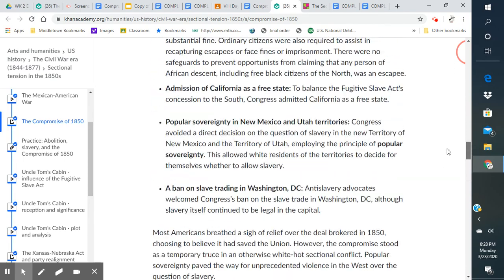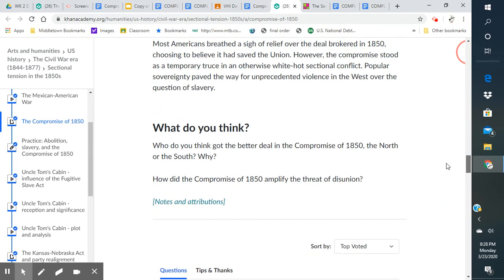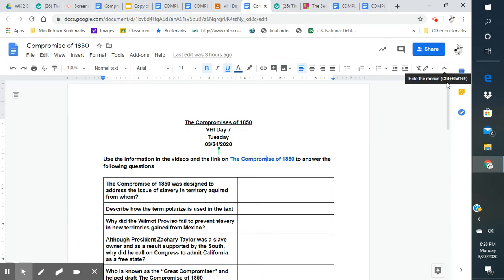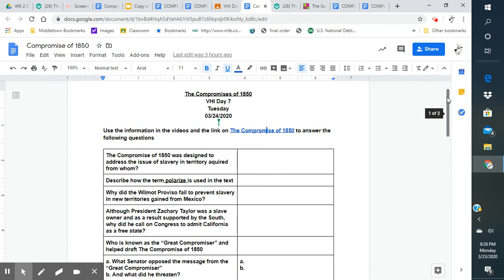After you go through this, you don't have to do these questions. After you read this, you just go into this and you answer these, and then of course you turn it in. Once again, if you have any questions, contact me. I am on the computer all day and all night, and I try to get back to you as soon as possible.